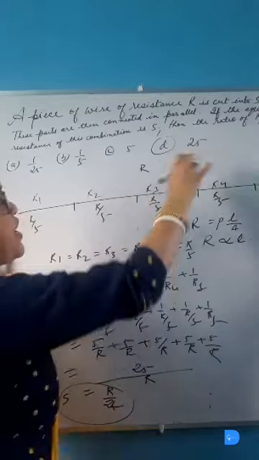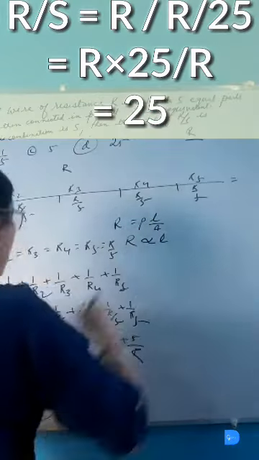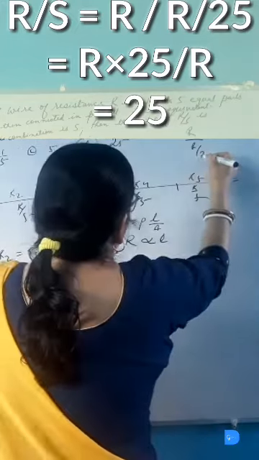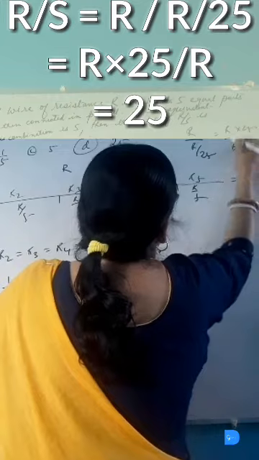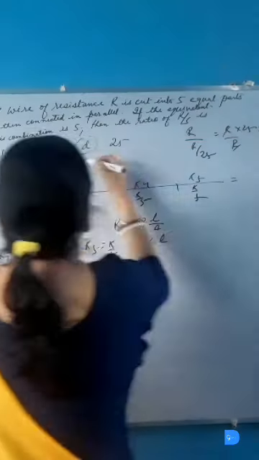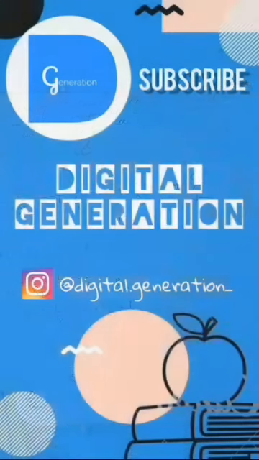Now we have to find the ratio of R by S. S is equal to R by 25. So R by S is equal to R into 25 by R, which is equal to 25. So option D, 25, will be the correct answer.